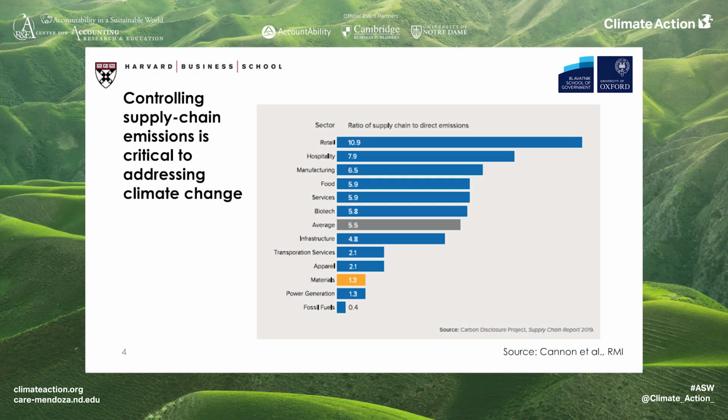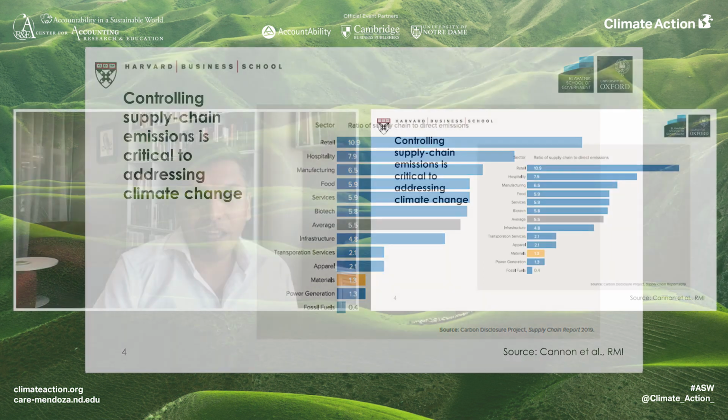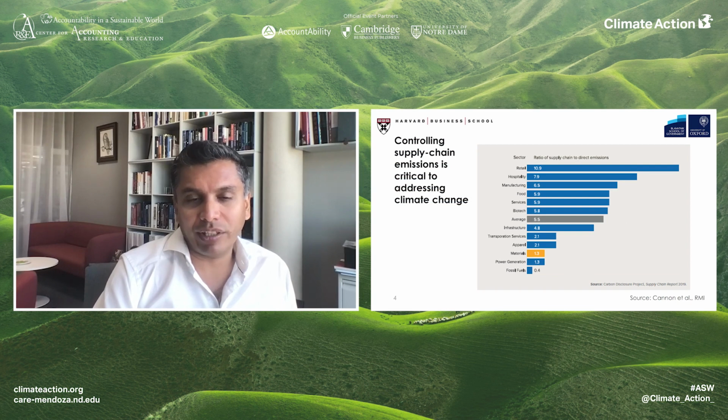In fact, if you look at the issue of managing climate change in the market economy, controlling supply chain emissions is far more important than perhaps controlling the direct emissions of any one entity. Because for the vast majority of entities outside of the fossil fuels industry, the ratio of supply chain emissions to direct emissions is greater than 1. And in fact, for the average one of these entities, according to data from the Rocky Mountain Institute, it is over 5. That ratio is over 5.